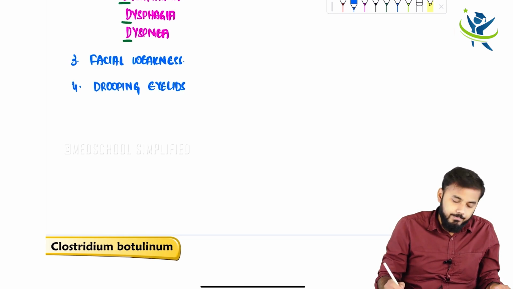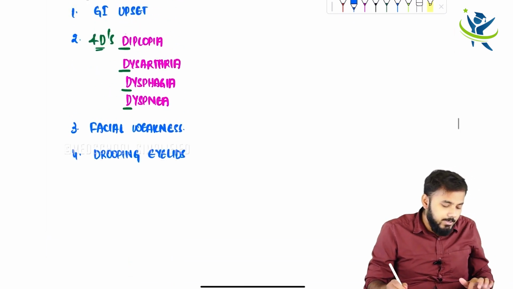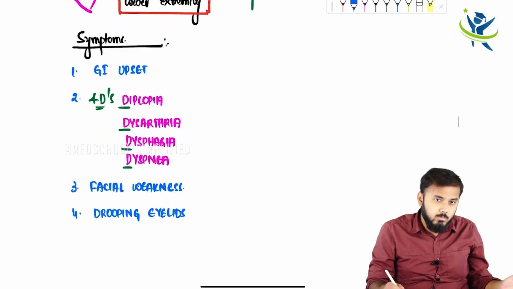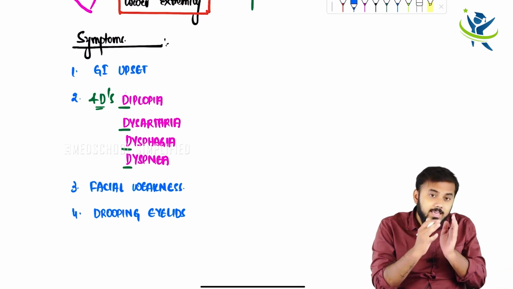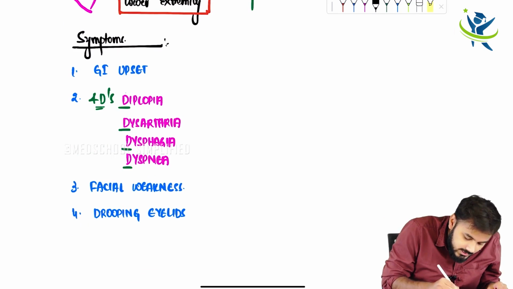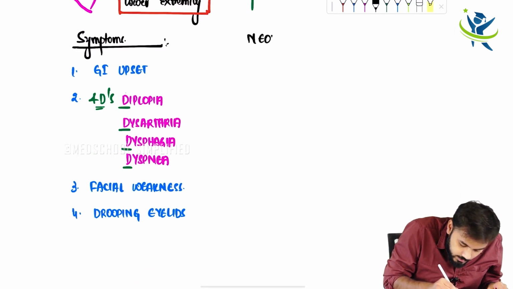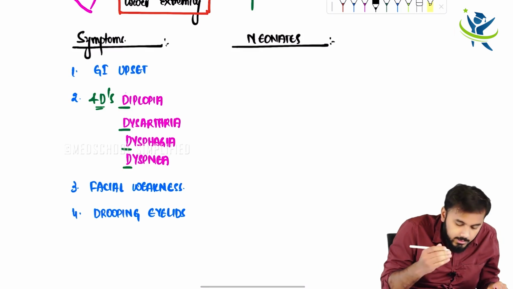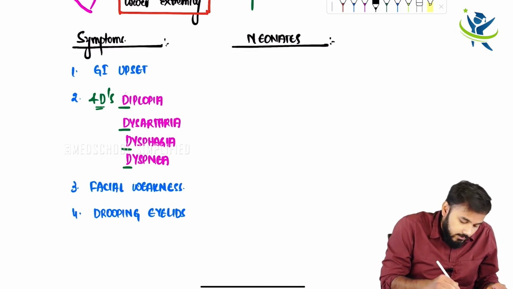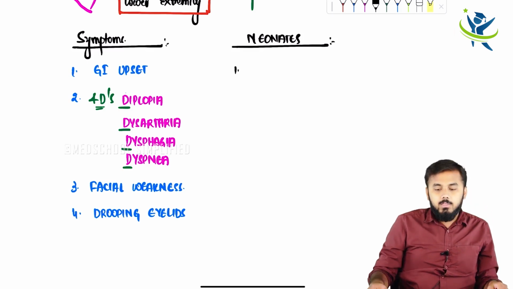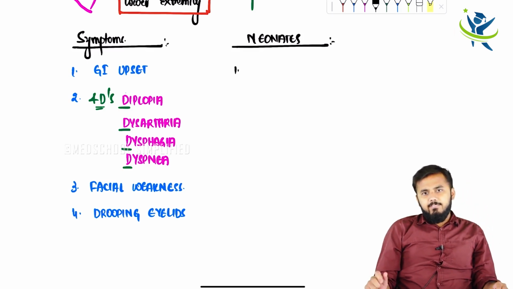Drooping eyelids. Right? So these are the symptoms which you see in adults, most commonly in everyone. But there are some special symptoms, guys, which you see in neonates. What are the special symptoms which you see in neonates when there is infantile botulism? Right.